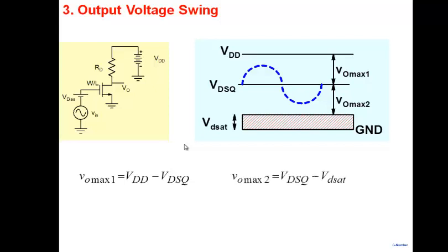The other limit is output voltage will always be again less than VDSQ minus VDSAT, because the moment I enter into this, I'll get visibly large distortion here. Now, which one will actually determine my voltage swing? Whichever one is smaller. Okay, so actual voltage swing would be minimum of V0 max 1 and V0 max 2. That's the one which is going to determine.